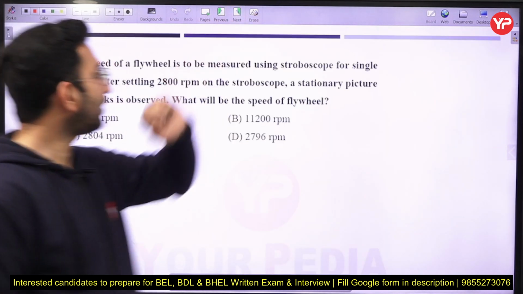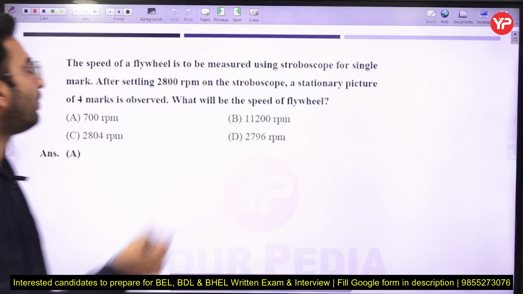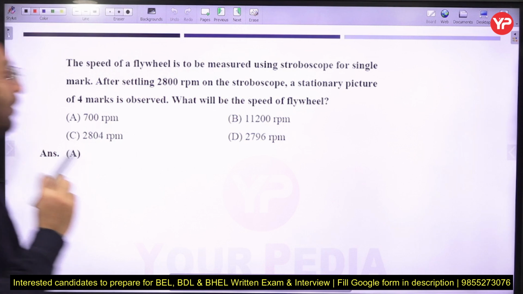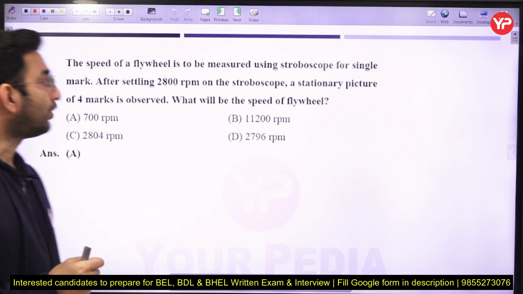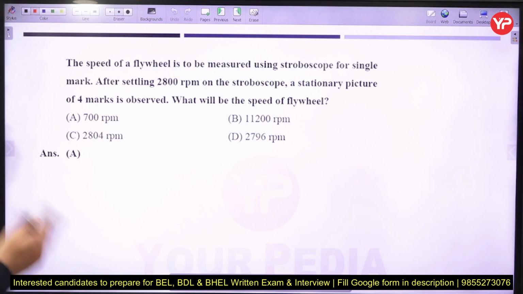The next part: the speed of a flywheel is to be measured using the stroboscope for a single mark. After setting the 2800 rpm on the stroboscope, a stationary picture of 4 marks is observed here. What will be the speed of the flywheel here?